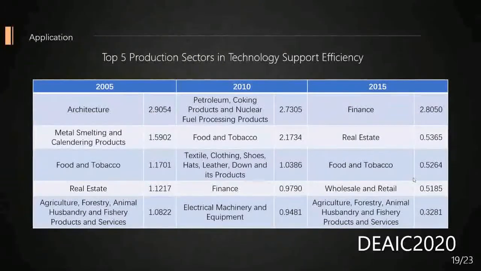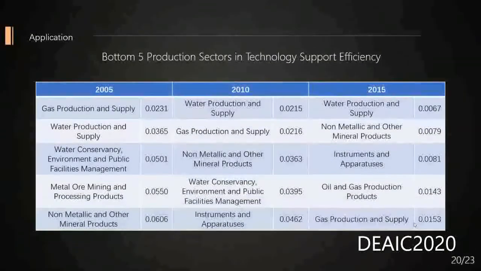In 2015, we can find that the finance production sector's efficiency value is very, very high. It's 2.80 billion. But for the second, real estate is just 0.5365. And we could find that in this year the efficiency value is smaller. Okay, the bottom five production sectors are more stable.